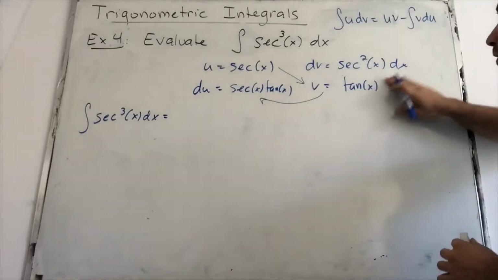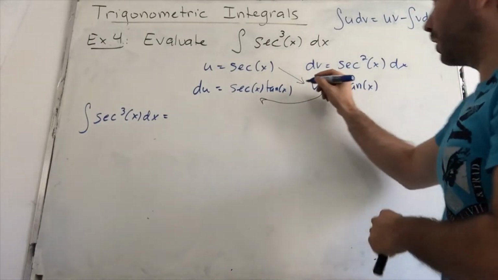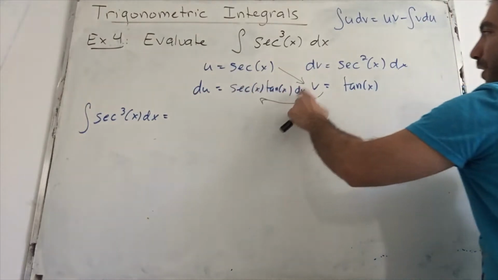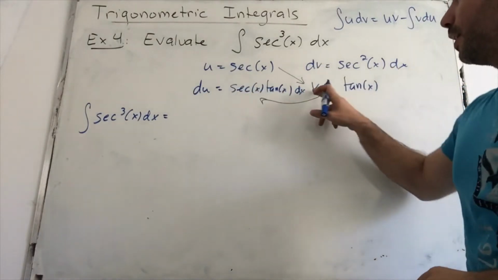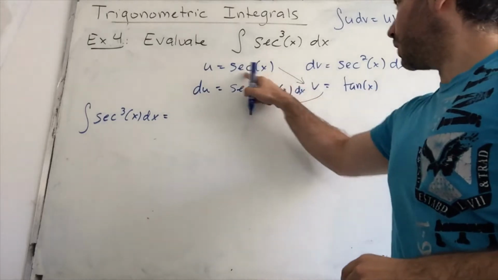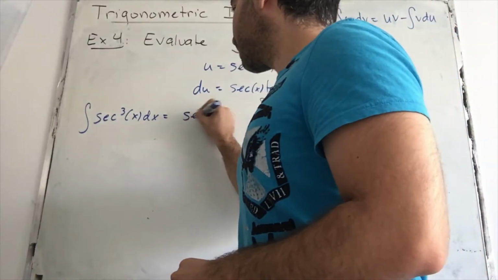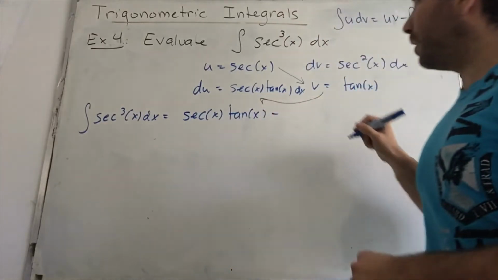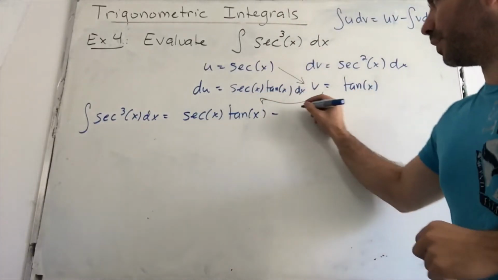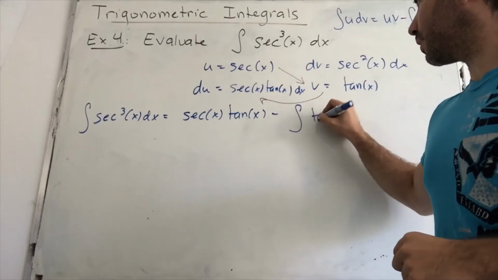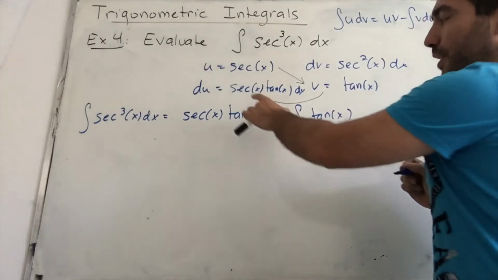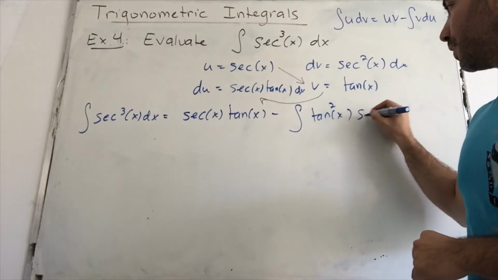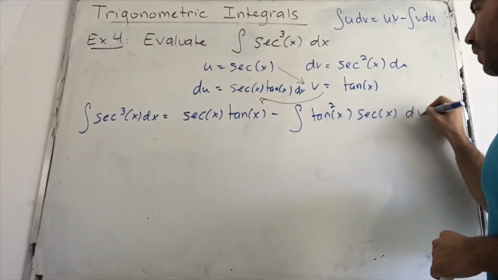Oh, sorry, there's no dx here. There's a dx here. That's poor notation, I apologize for that. Whenever you have a du, you have your dx. Whenever you have your dv, you have a dx. Here it's v, so there's no dx. So secant times tan minus the integral of v du. So the integral of v, tan x, times secant tan. Since there's another tan, I'm just going to write tan squared times secant, and we have our dx.